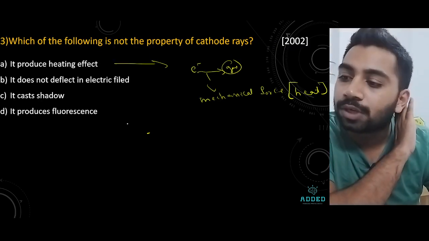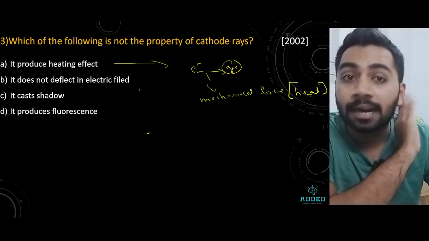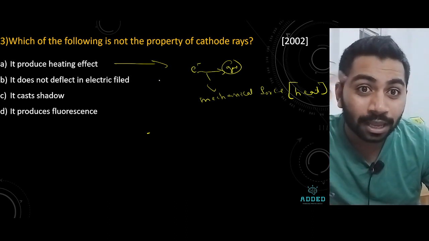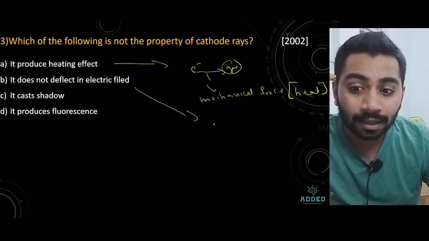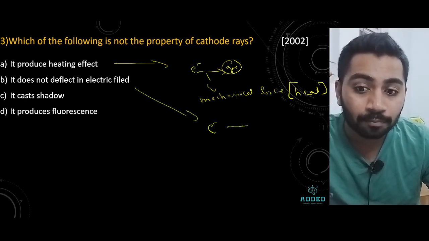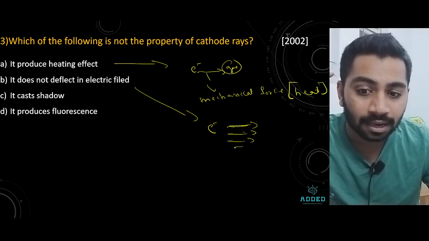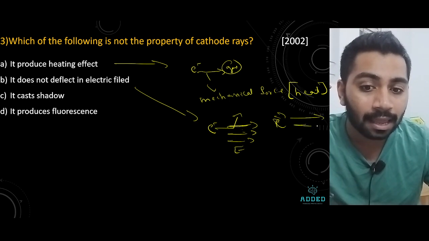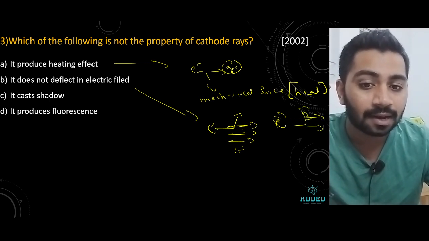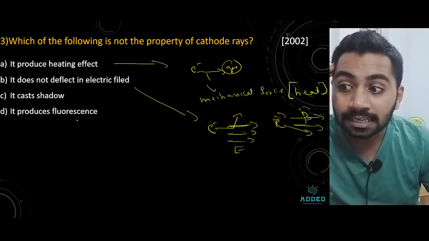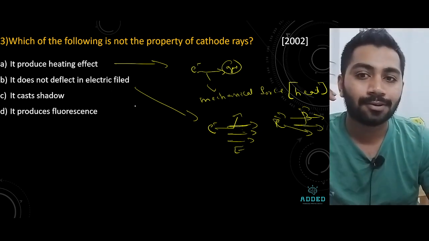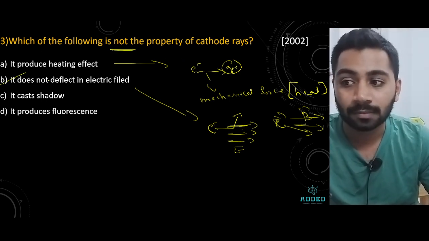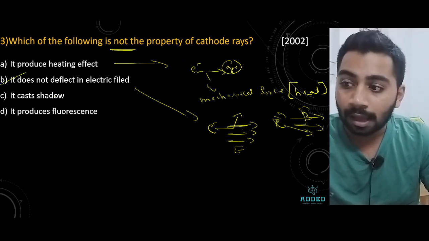Okay, now second option. It does not deflect in an electric field. Did it glow here? I said electrons deflect by an electric field. It deflects, goes like this, and it is deflected by the magnetic field too. He is telling it is not deflected by electrons. And we have to find which is not. This is the right option. And it causes shadows.